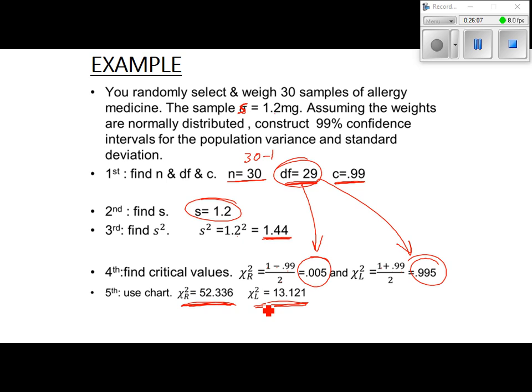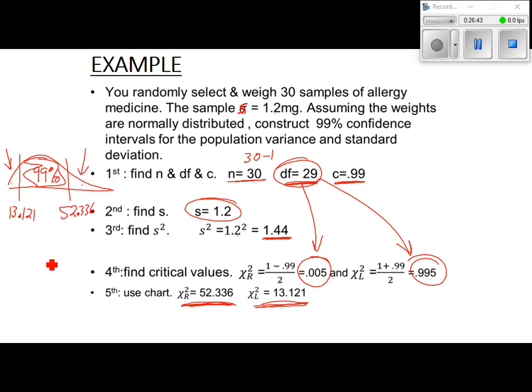So that means our graph looks something like this. Our right critical value over here is 52.336. And our left critical value is 13.121, and we're at 99%, so there's 99% of the data in the middle here, and then the two other parts are split up, half on one side, half on the other. So half of a percent over here, half of a percent over there.